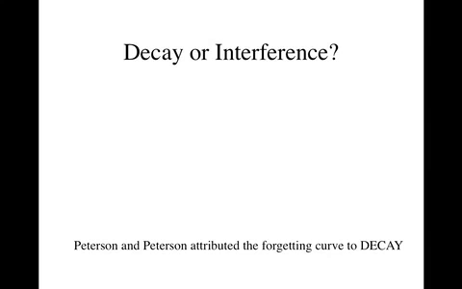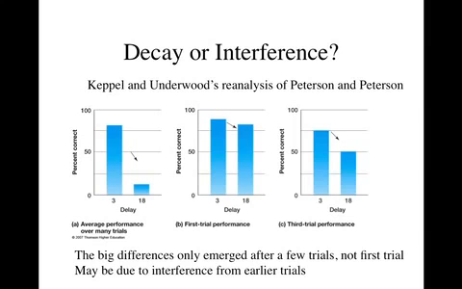And the Peterson study we mentioned attributed their forgetting curve to decay, but additional studies have shown that, in fact, it's not as simple as that. If you reanalyze the original data, Keppel and Underwood did this, they found that the big difference between 3 and 18 seconds that shows up in the Peterson and Peterson studies only happens in later trials, later than the first trial. So in the first trial, you do not see that kind of difference if you just analyze the first trial.